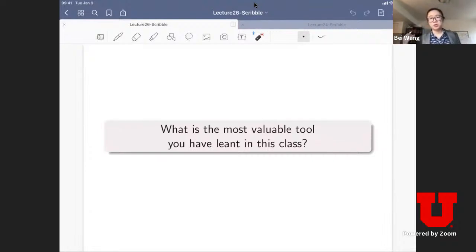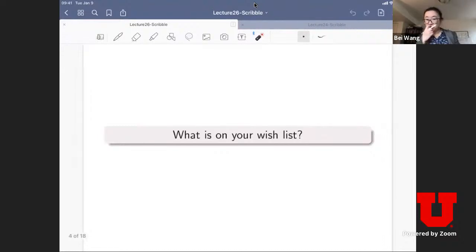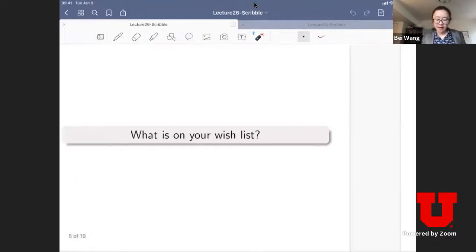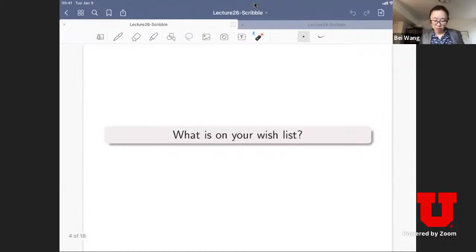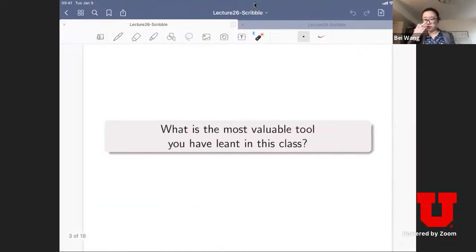Okay, so I want to know what is the most valuable tool you have learned in this class, and what is on your wish list, right? After you've seen the development, what do you wish to see? And finally, what do you think are the future directions for topological data analysis, based on what we see and what you are most excited about? Okay, so open floor for discussion. Among those three questions, feel free to type or unmute yourself. And I want to spend the next few minutes to discuss this.